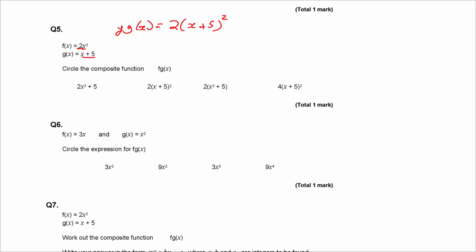Now this one, it's not asking you to expand the brackets or anything. We can see here 2 bracket x plus 5 squared. I've got it down here. So this here is my answer.